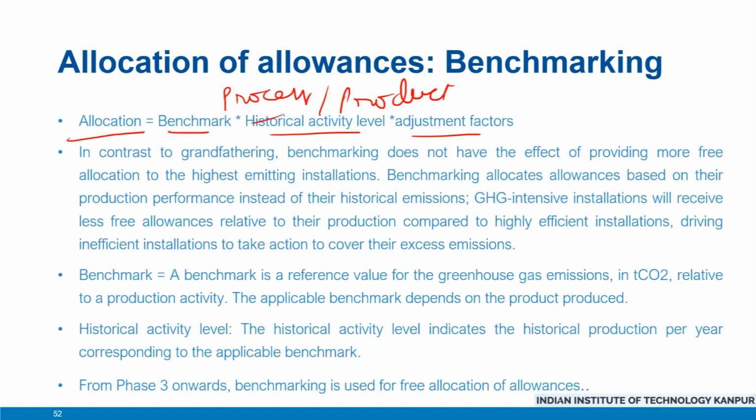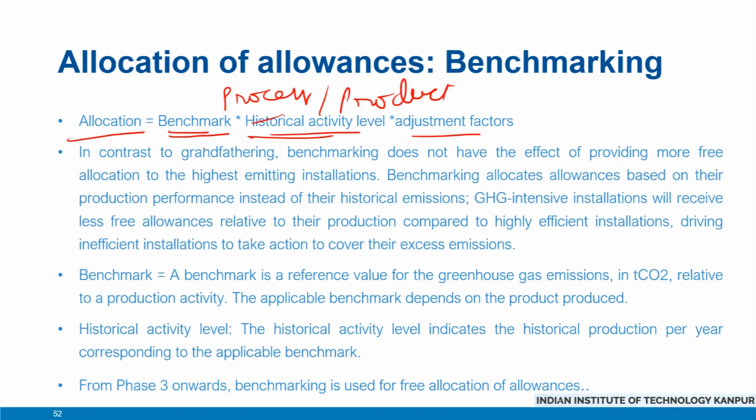So first we have the benchmark. This benchmark depends on the product, industry sector, and process. Based on the most efficient installations in the same process, producing the same product in the same industry sector, comparisons will be made. Their emission levels will be compared and made your benchmark. So it is the product and production process, rather than your emission, against which you will be judged. Then you have the historical activity level, or HAL. This historical activity level indicates the historical production per year corresponding to the applicable benchmark that is set aside for you.